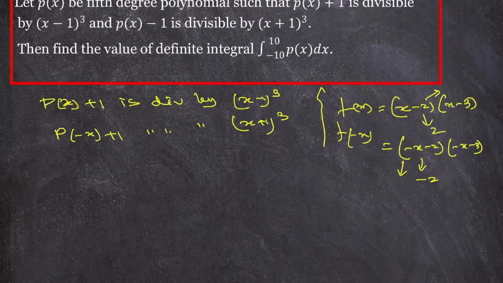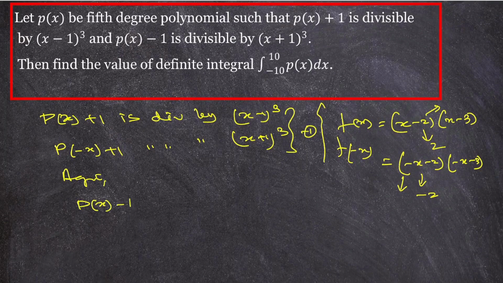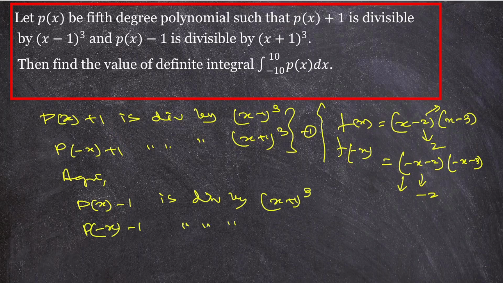Once again, suppose this is number 1, and once again we can say that according to the question, P(x) minus 1 is divisible by (x plus 1) whole cube. In a similar manner we can say P(minus x) minus 1 is divisible by (x minus 1) whole cube, same as this previous example. Therefore, suppose this is number 2.